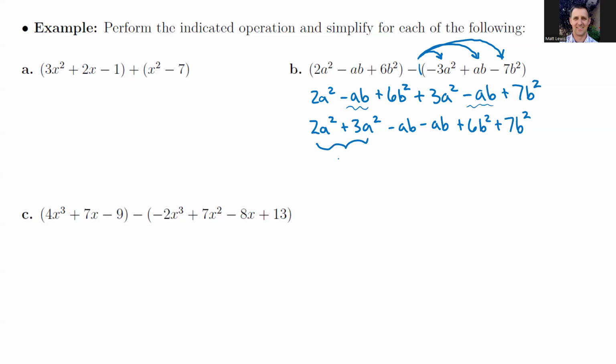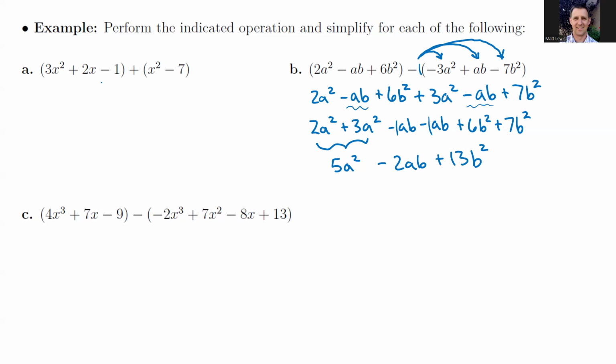So of course that can combine into 5a squared. And then minus, you can always think of it as a 1 times ab and a 1 times ab, so it would be minus 2ab plus 13b squared. All right. Why don't you hit pause and try parts A and C yourself, and then unpause it, and I will work through those couple, and then we'll make sure we get to the same answer.